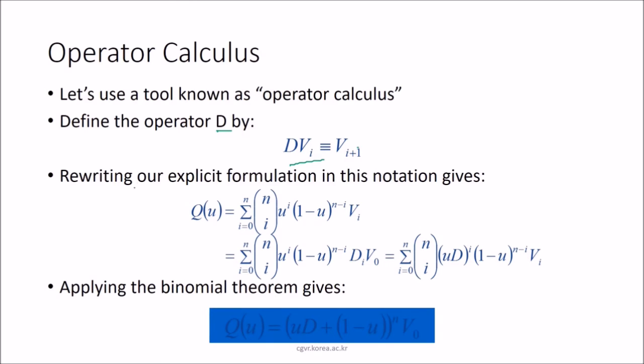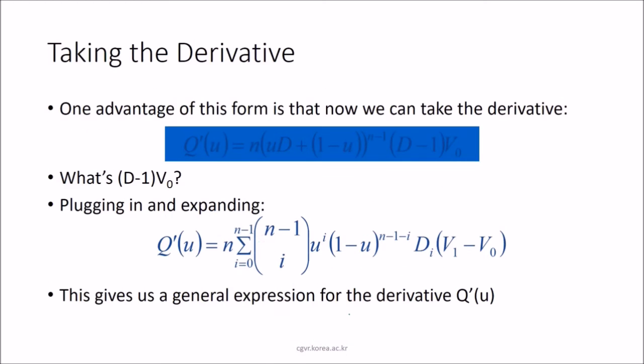So we are going to write our explicit formulation, which we have just seen in the earlier slide. This notation will give us Q(u) is equal to sigma of n choose i, u to the i, 1 minus u to the power n minus i, vi, and here we represent it with D^i v0. To rearrange them, we apply the binomial theorem to get Q(u) is equal to (uD plus 1 minus u) whole to the power n, v0. The advantage of this form is that now we can take the derivative also.